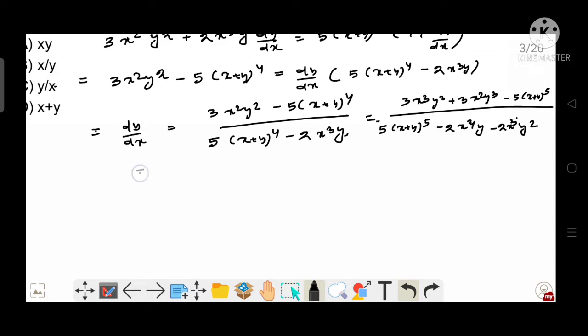Okay, then we have some result: from the given equation we have given that x cube y square equal to x plus y to the 5. So we have 3x cube y square plus 3x square y cube, minus 5x cube y square, isn't it?